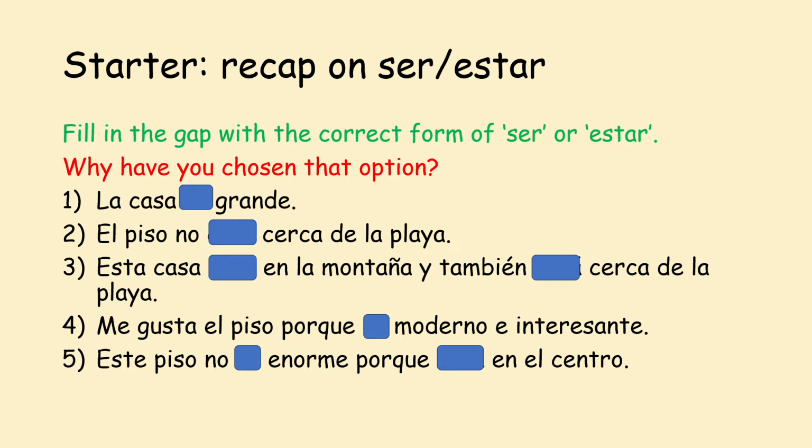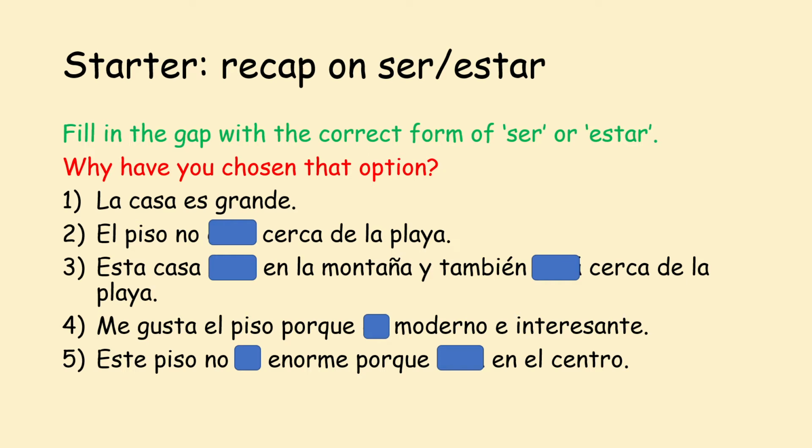Let's look at number 1. La casa, something grande. The house, something big. So we're describing the characteristic of the house. Are we going to be using ser or estar? Is it permanent or temporary? It's permanent, so it's going to be ser. It's going to be es, because we're saying the house is big. See if you can do the rest for me and come back for the answers in no more than 5 minutes.